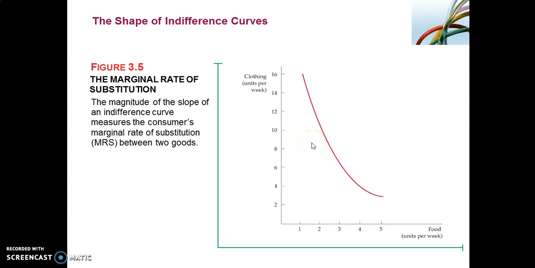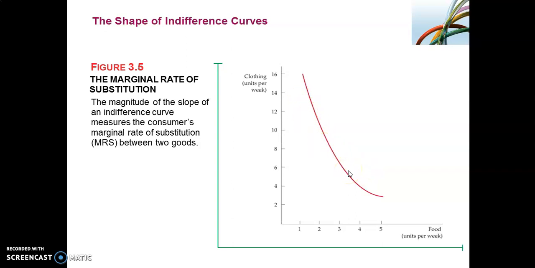We continue part 2 on slide 10 with figure 3.5. In figure 3.5, we evaluate the shape of the indifference curve. We have clothing plotted on the y-axis and food plotted on the x-axis. The indifference curve is downward sloping and convex in shape.